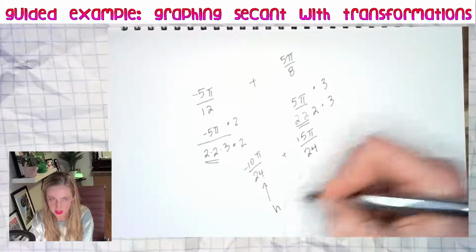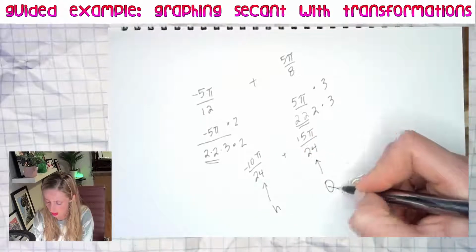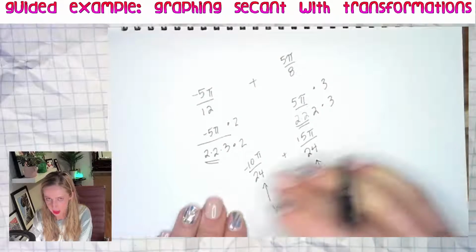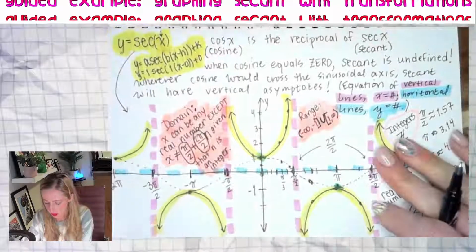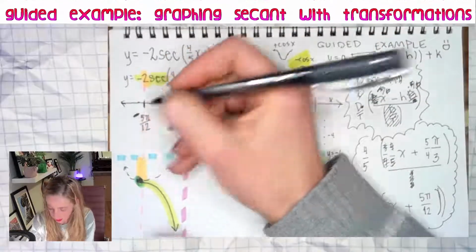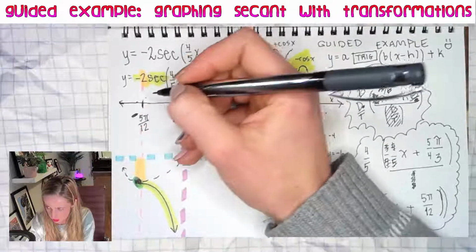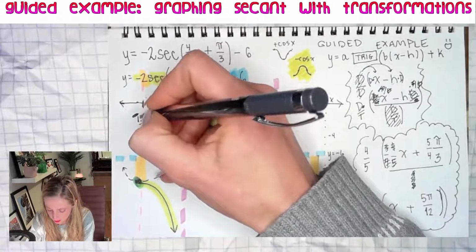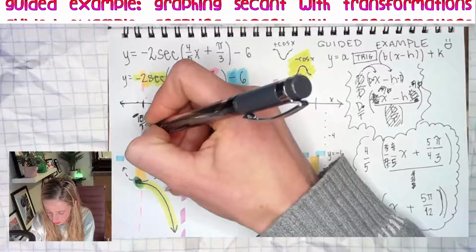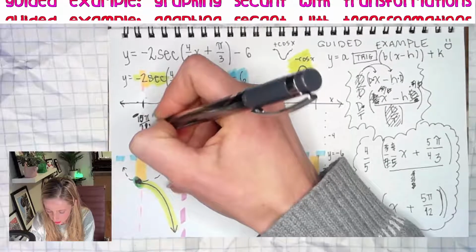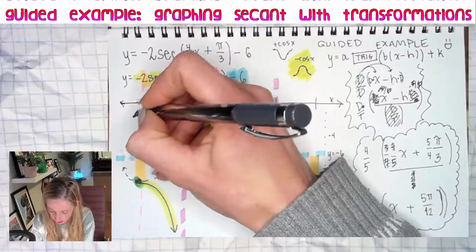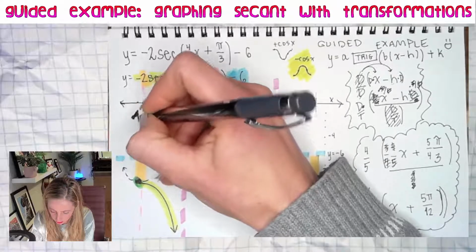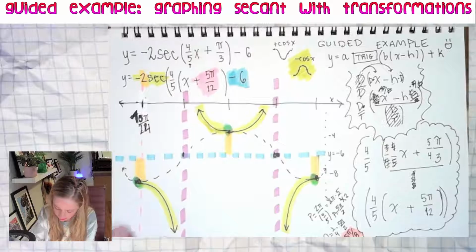So again, that's H and that's Q. So negative 5 pi over 24, we're going to use 15 pi over 24. So I didn't leave room this time, silly me. So what was it? Negative 10 pi over 24. Oh man, I'm really pushing my luck right here, huh? That's so ugly.